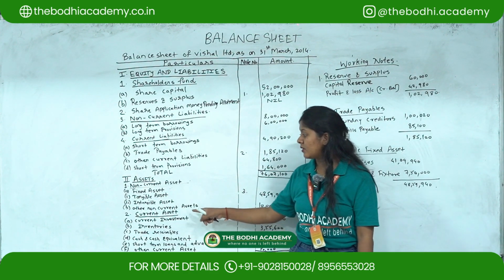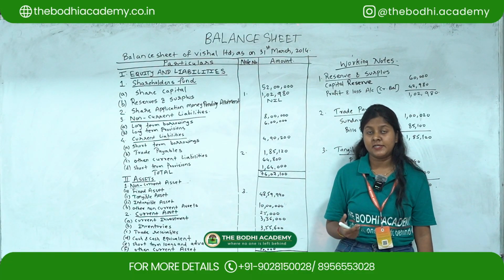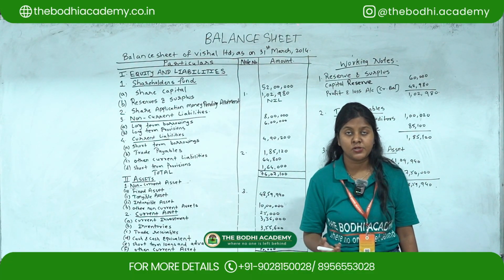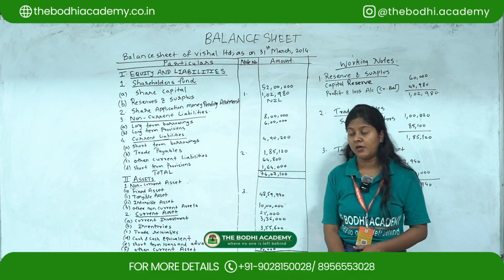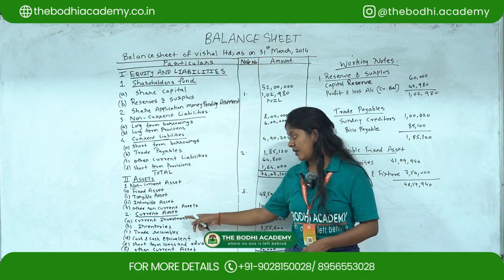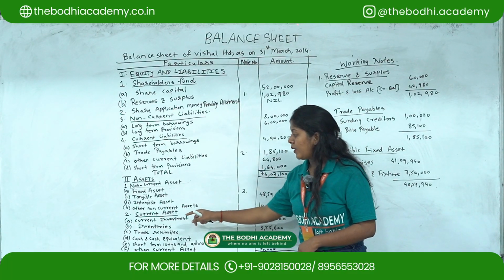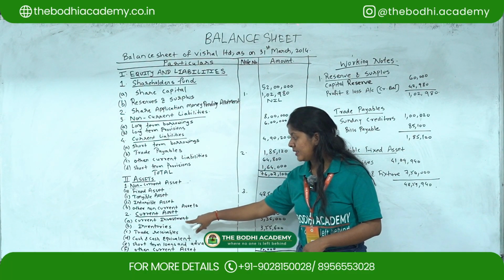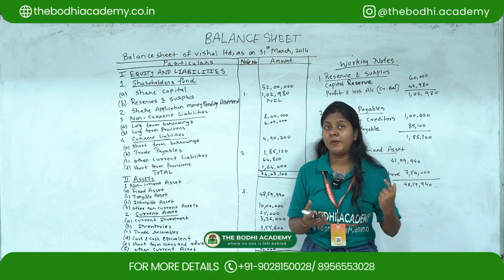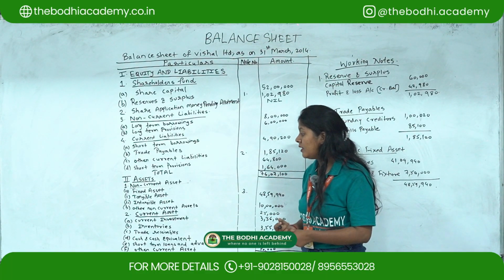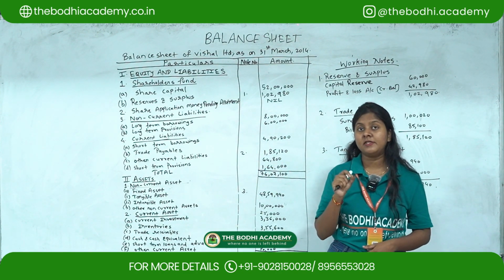Then other non-current assets you have to remember. Other non-current assets include preliminary expenses, discount on issue of shares and debentures, and underwriting commission. This is the bifurcation of other non-current assets. Then second is current assets, which are again for a short period of time. Under A part, current investments, then inventories. Inventories include all stock, opening stock and closing stock. Then trade receivables are your debtors and bills receivable.